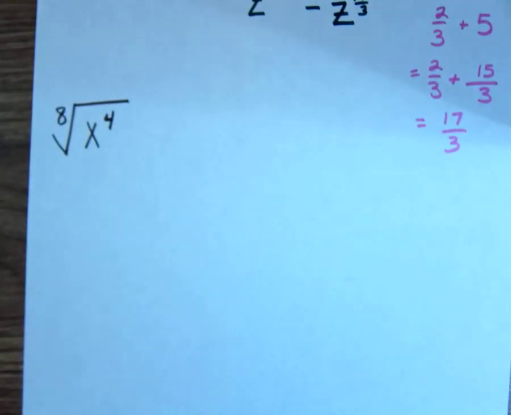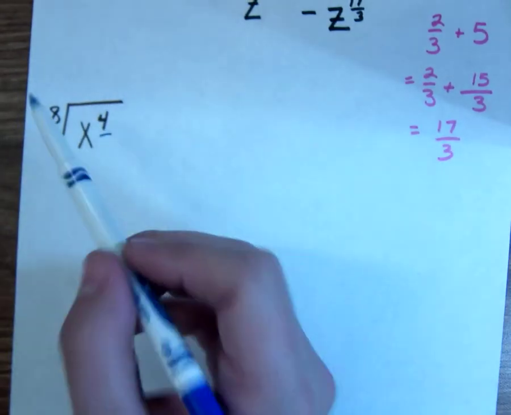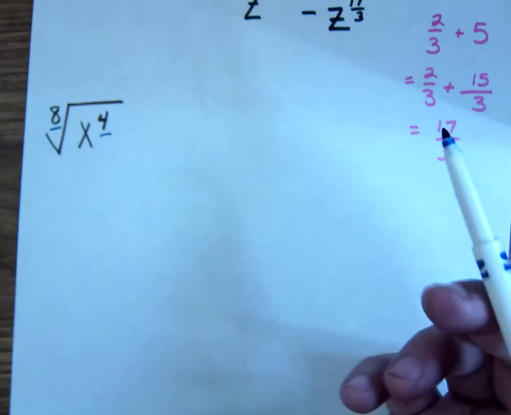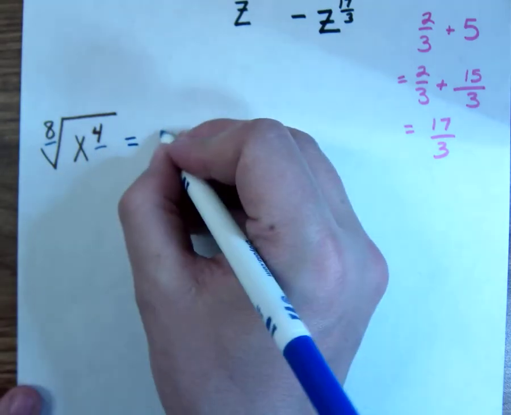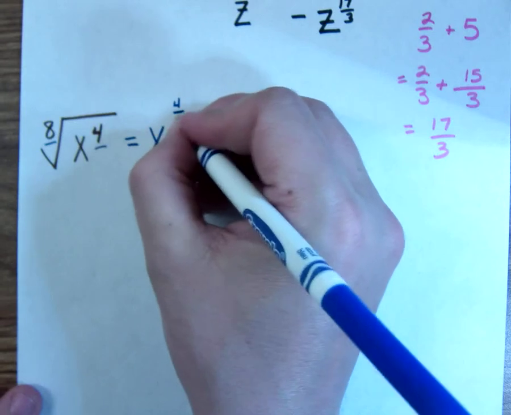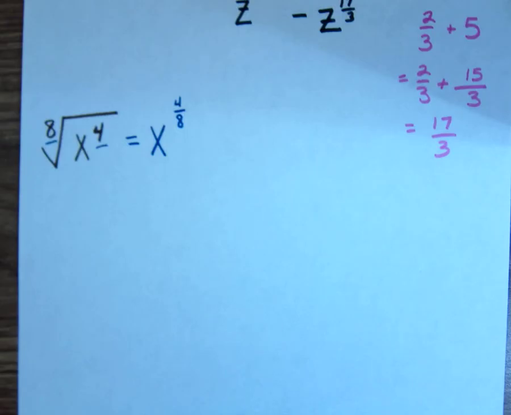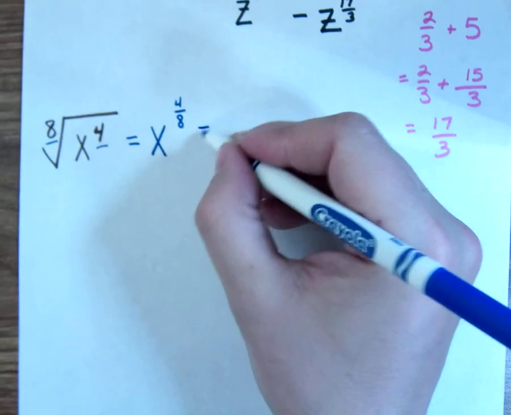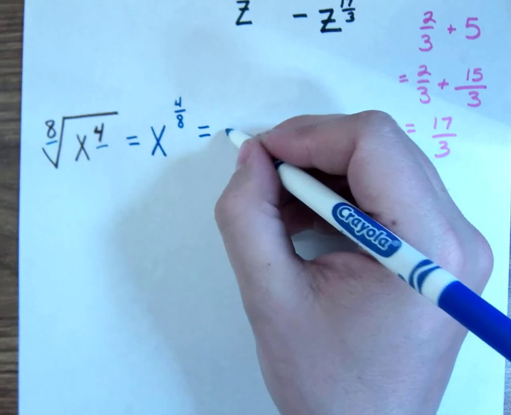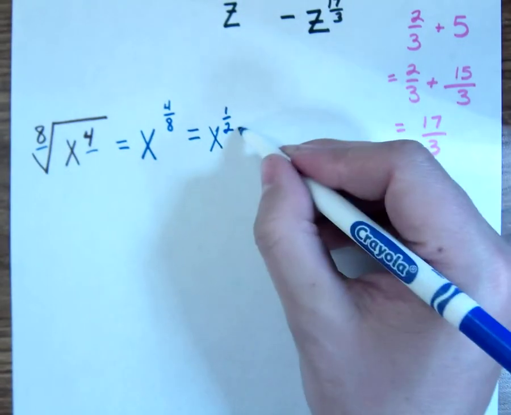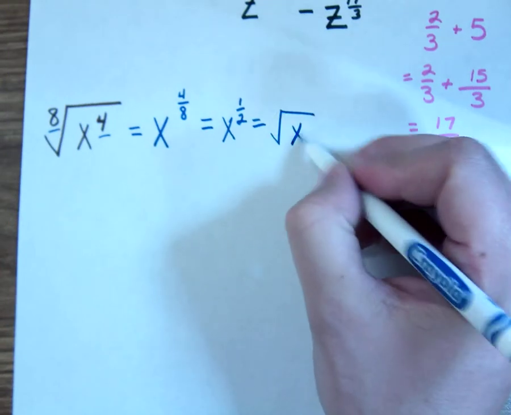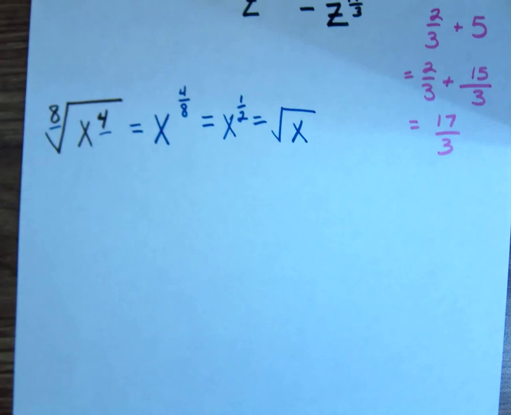So, let's put together what you know. Can you simplify that? So recall our tree. Power on the top, root on the bottom. So that's the 8th root of x to the 4th power. If I were going to rewrite this as a rational exponent, it would be x to the 4/8. Root on the bottom. X to the 4/8 reduces to 1/2. So the 8th root of x to the 4th is the equivalent of the square root of x.